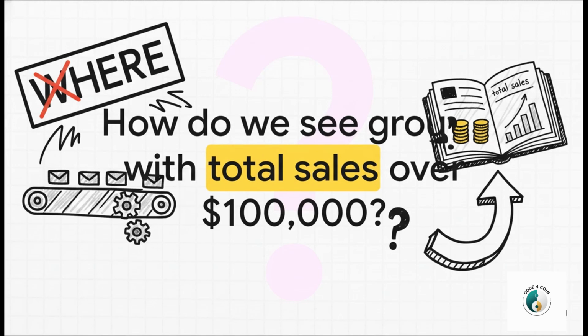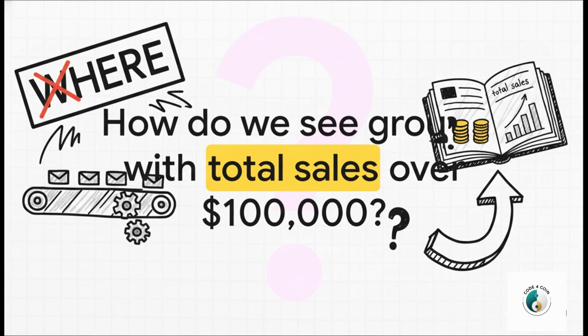Okay, so new request from the boss. Now we only want to see the real high performers, the groups that have total sales over $100,000. So, can we use WHERE to do this? Nope, no way. Why? Because WHERE has no idea what a group total even is.